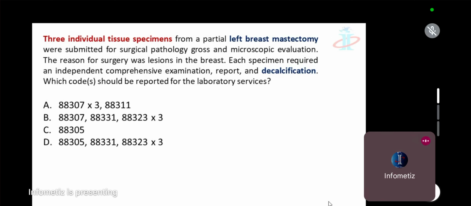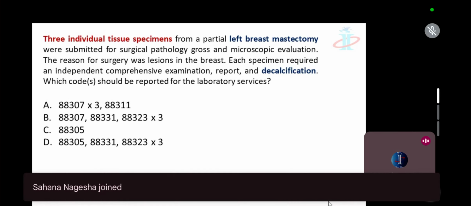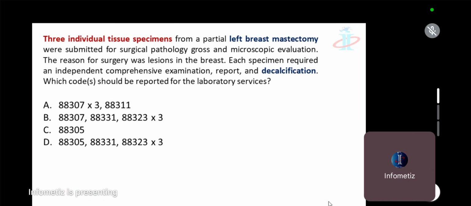This is one question. Now, look at the question and options. It's very easy. Without looking at the book, you can solve. See, I did not complete my question also. Give the answer. Why A? 88311, decalcification procedure. The last line says and decalcification. There is no other option which has the same code, 88311.